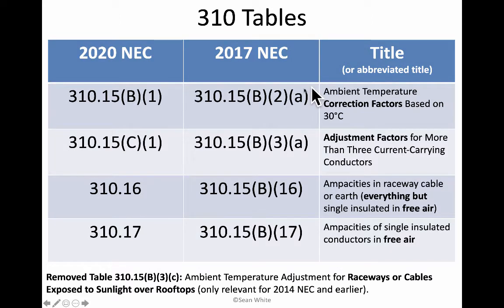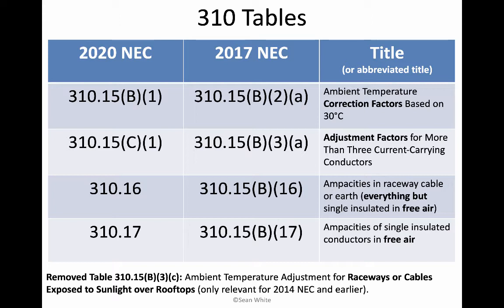So once again, we will call these correction factors and these adjustment factors, and sometimes we throw them in the same category and call them conditions of use. So when we're doing wire sizing, when we say conditions of use, we're referring to these two tables, 310.15(B)(1), the table formerly known as 310.15(B)(2)(a), and 310.15(C)(1), the table formerly known as 310.15(B)(3)(a).